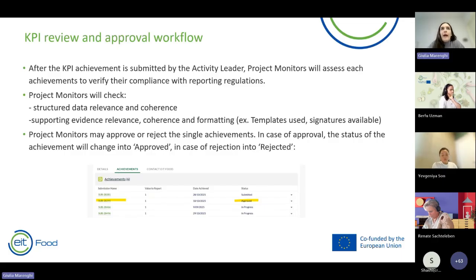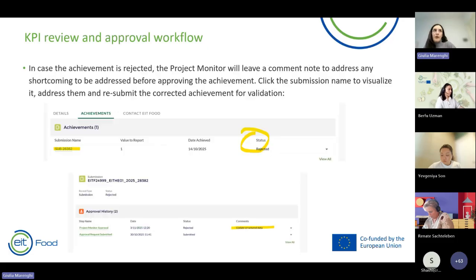Once the project monitor has finalized their review, they will either approve or reject the single achievement. In case of approval, the status of the achievement, which you can check in the technical report, will change into approved. And in case of rejection, on the contrary, you will also see the status changing in the achievements tab. But in order to be able to see the comments that the project monitor has sent you after the review, you will have to click on the submission name.